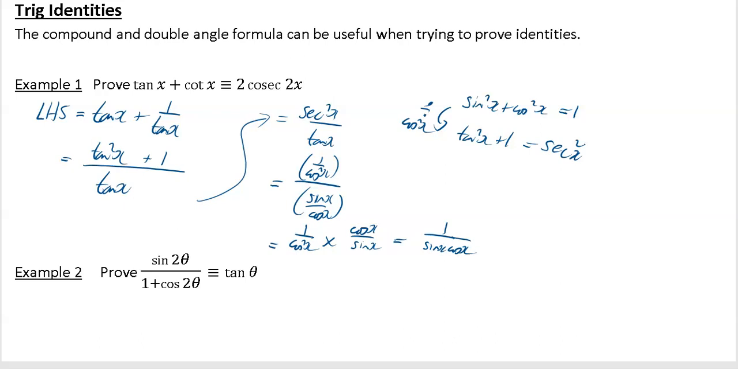Now this is where you have to play around with it a wee bit. Here, this is almost the same as sine of 2x, but not quite. So I'm going to try and make it the same as sine of 2x. How I can do that is if I doubled it, so it becomes 2 sine x cos x. Because I've doubled the denominator, I have to also double the numerator. So that's what I'm going to have. So really this is the same as 2 over sine 2x, which is the same as 2 cosec 2x.